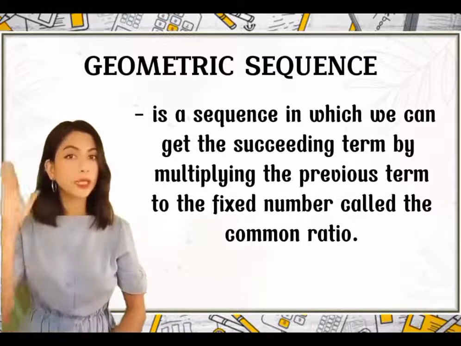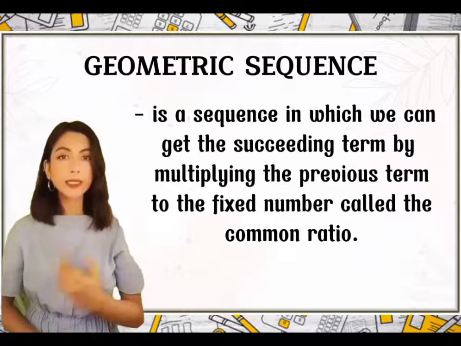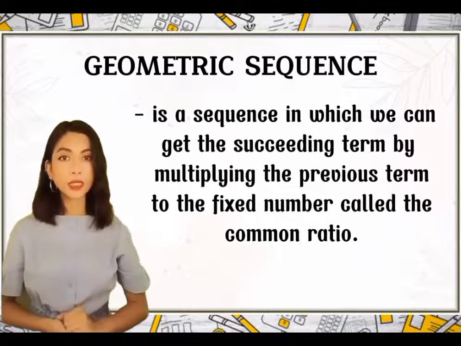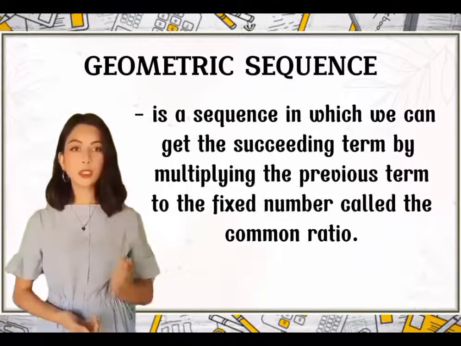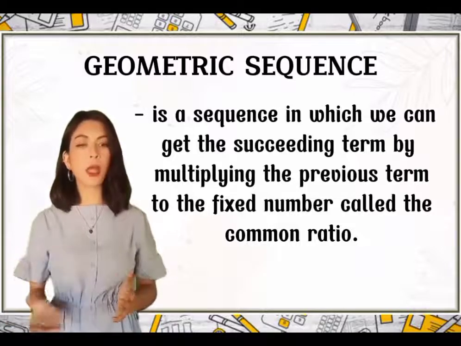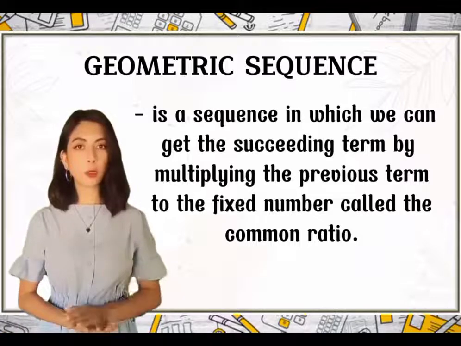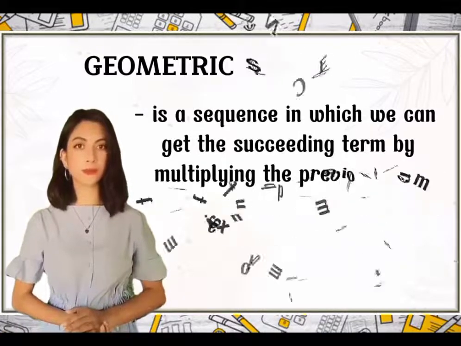Okay, take time to lend your ears, listen, and keep in mind as I discuss what geometric sequence is all about. Geometric sequence is a sequence in which we can get the succeeding term by multiplying the previous term by a fixed number called the common ratio.